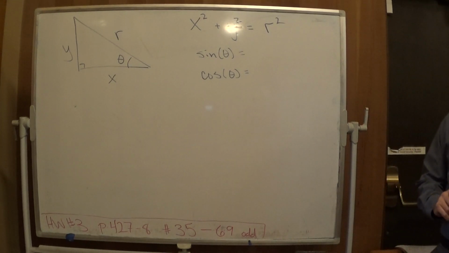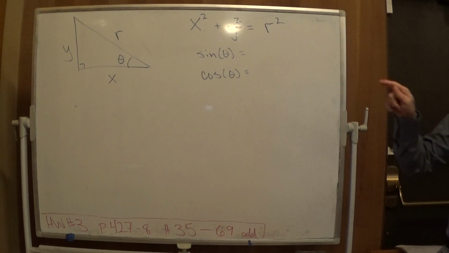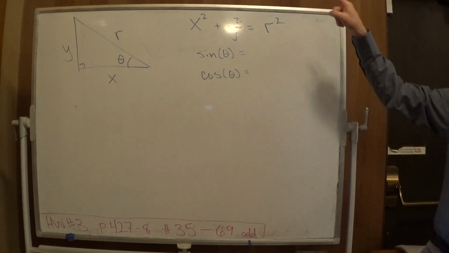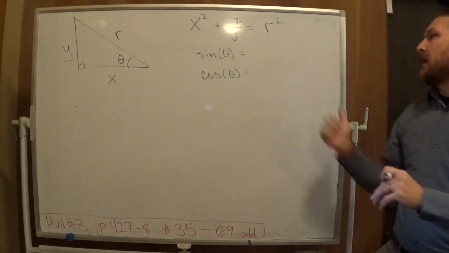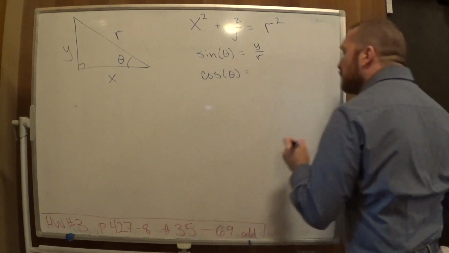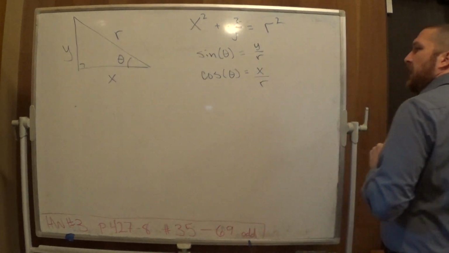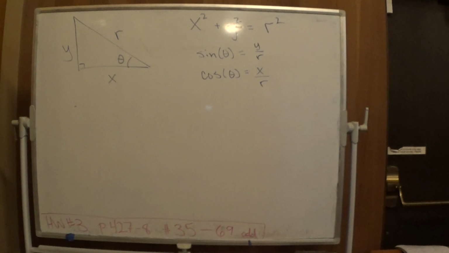Now, what is sine theta? Y over R, right? Opposite over hypotenuse, so Y over R. And cosine is then? X over R. Okay, now, here's the thing.